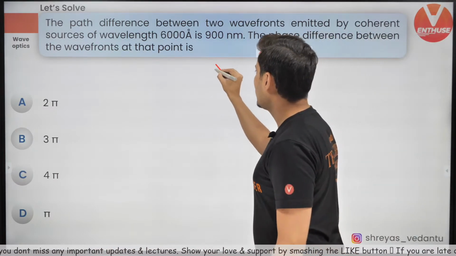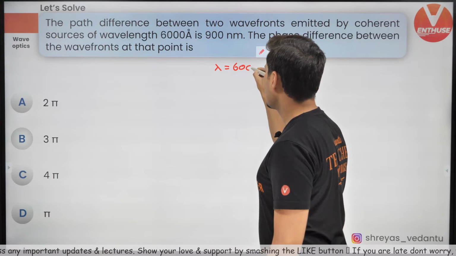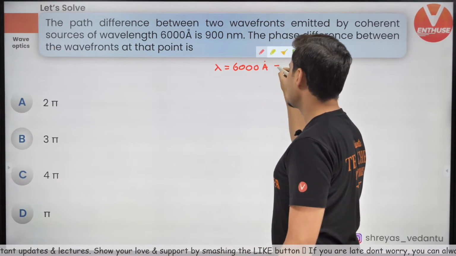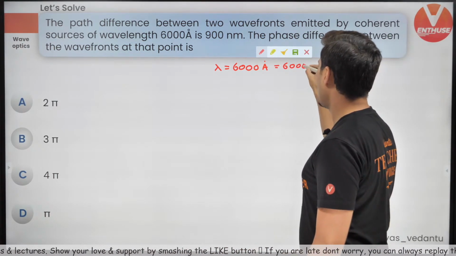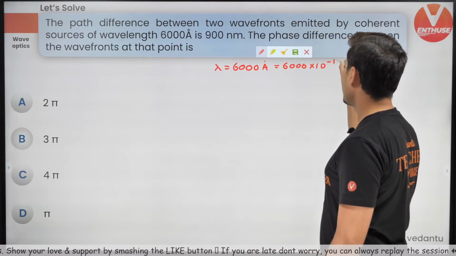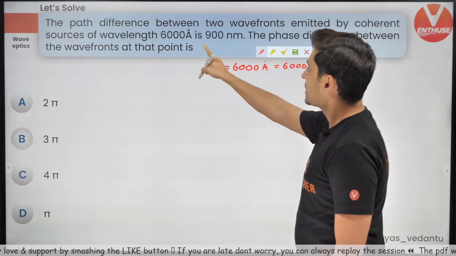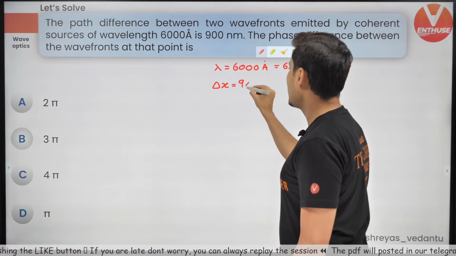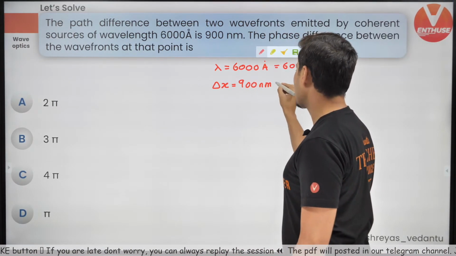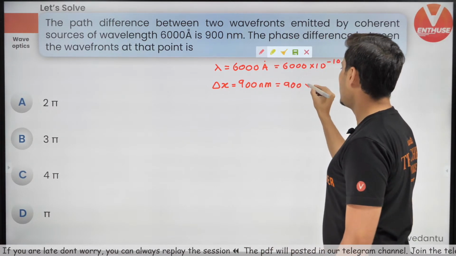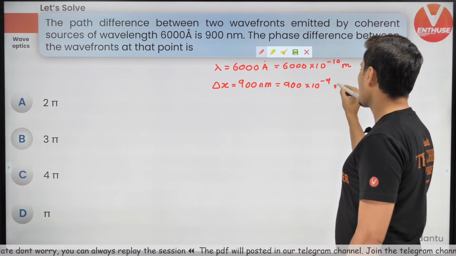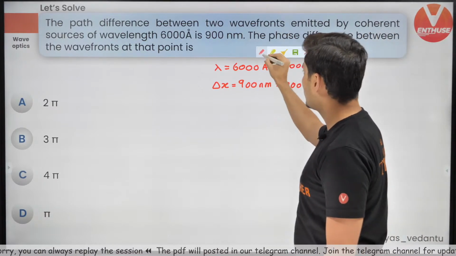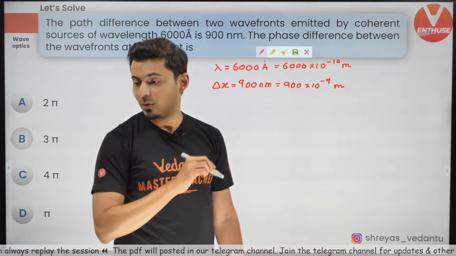The wavelength of the light is 6,000 angstrom. 6,000 angstrom is 6,000 into 10 to the power minus 10 meters. The path difference delta x is given to be 900 nanometers, which is 900 into 10 to the power minus 9 meters. The question is on phase difference. We all know what the formula is.